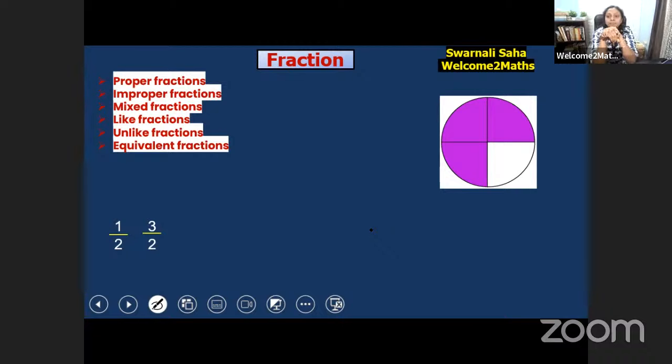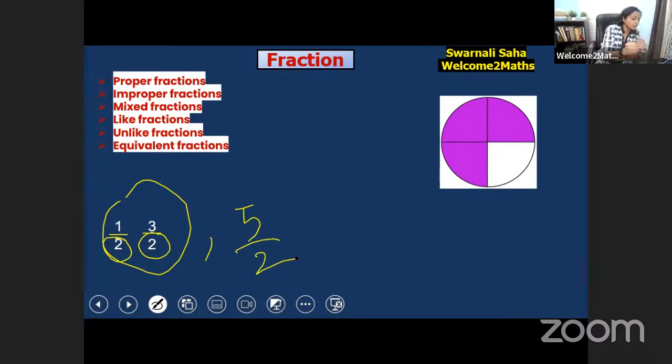Why? Because you can see the denominators are same. If in the fractions the denominators are same, then the fractions are called like fractions. मतलब denominators अगर same हो उसे like fractions कहते हैं. Just like 1 by 2, 3 by 2, 5 by 2, in all of them you can see the denominators are same. If in the fractions denominators are same, then the fractions are called like fractions.